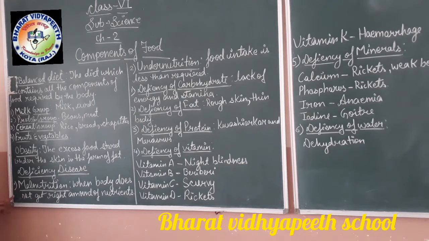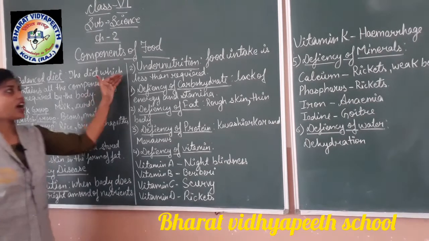First in deficiency disease is malnutrition. Malnutrition means when a body does not get the right amount of nutrients. When people eat their food, but it does not contain all the components which are required for our body, they only eat food which does not contain all the required nutrients, then the person may suffer from malnutrition. Their body does not work properly, they become weak, they become stressed, they do not get energy, and the body becomes thin. This is malnutrition.